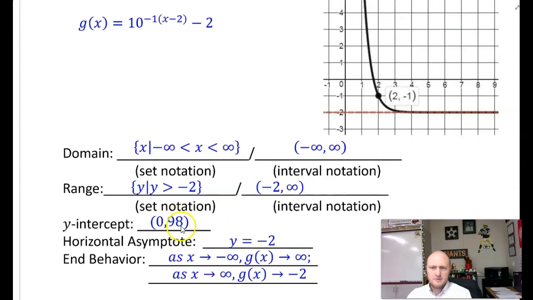And your y-intercept of 0.98, you would find that by plugging in 0 into your function, and you would get 100 minus 2. And you could also visually see that too. If you went left 2, up 100, well, you're already down 2, so that would be at 98.